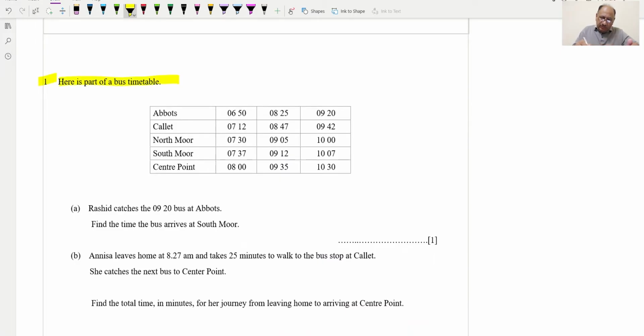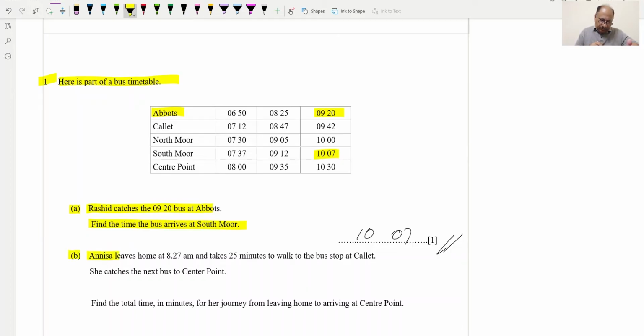a bus timetable. This timetable is provided and they're saying, A part: Rashid catches the 9:20 bus at Abbott. So the 9:20 bus is this one. Find the time the bus arrives at Southmore. So this is the time which we can just write, 10:07. So our answer will be 10:07 for 1 more.